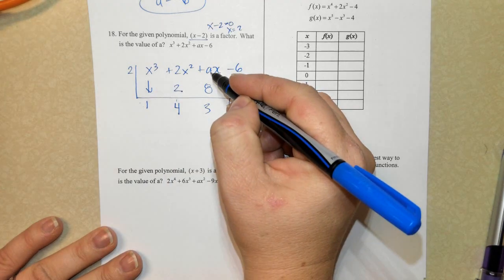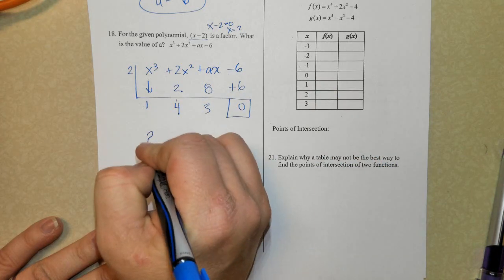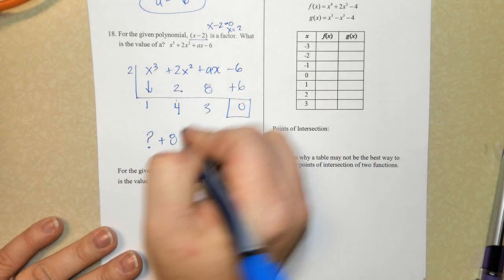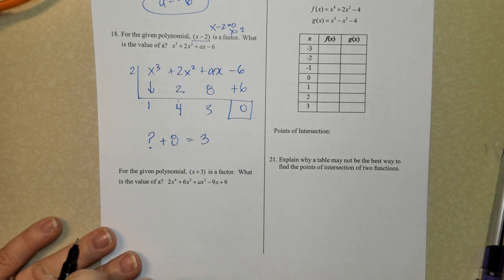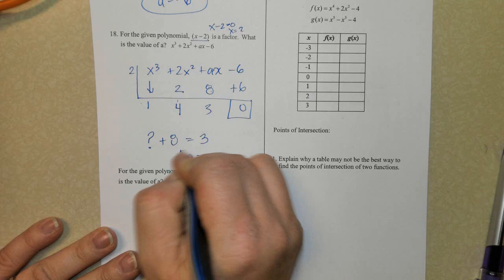So a, don't say the answer, please, let people think. What number plus 8 equals 3? Please don't say it. What number plus 8, because we're adding straight down, equals 3? Anyone? So a equals negative 5. Done.